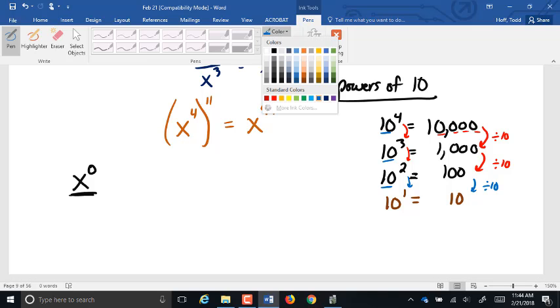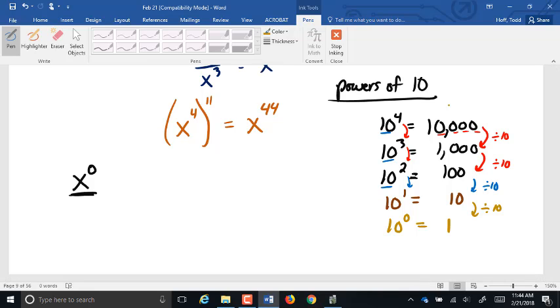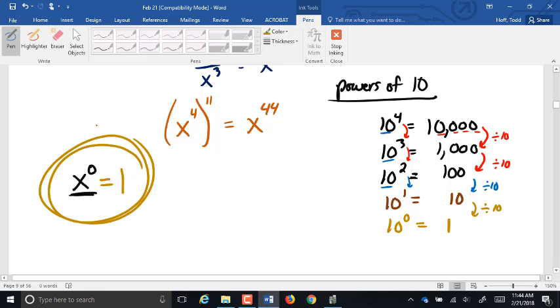So if we keep going, reducing the power by 1 would be 10 to the 0. We'd have to divide by 10 again. 10 divided by 10 is 1. And we could do a pattern like this for any base that we wanted to put out there. We could do 8 to the power of 0, or 7 to the power of 0, or any number, even a variable that we want to put in there. What we find is anything to the power of 0 equals 1.